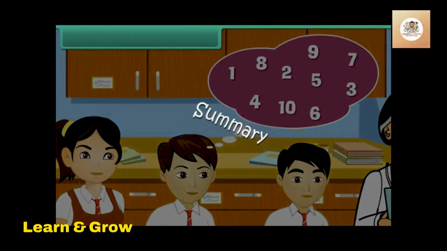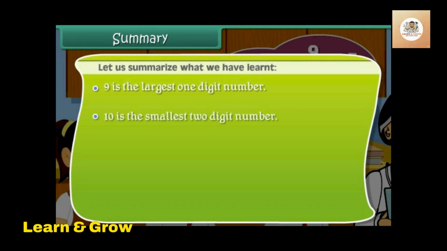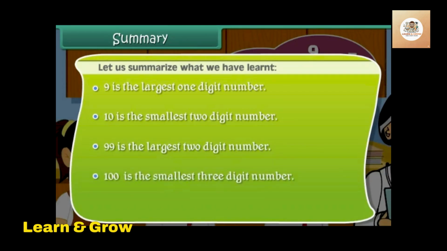Summary. Let us summarize what we have learned. 9 is the largest one-digit number. 10 is the smallest two-digit number. 99 is the largest two-digit number. 100 is the smallest three-digit number. 999 is the largest three-digit number.